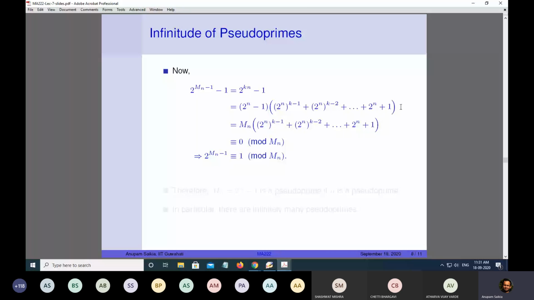Whatever it is, we don't bother about that, but this 2 to the power n minus 1 is mn. So basically it is 0 mod mn, because this 2 to the power n minus 1 is our mn, times some integer. So 2 to the power mn minus 1 is 0 mod mn. In other words, 2 to the power mn minus 1 is congruent to 1 mod mn. As I said, you just work it out so that we can produce one pseudo-prime after another. So there are infinitely many pseudo-primes. Any question?